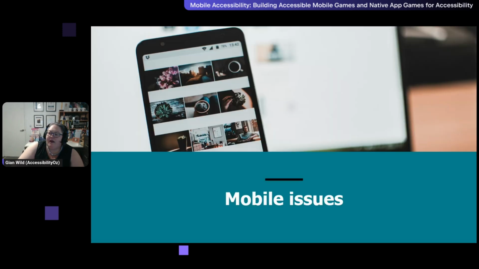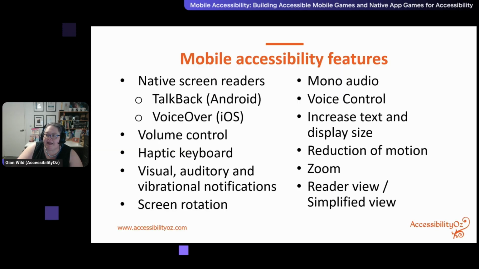So why is mobile so different to, say, a desktop? So firstly, there are native screen readers and other native assistive technologies that you just don't get in the PC world. On a Mac, of course, you have an inbuilt assistive technology called VoiceOver. But if you're using a PC, you could use the Windows narrator, but it's absolutely terrible. Anyone who actually needs a screen reader would not be using Windows narrator. So you have to download NVDA or JAWS or something along those lines.